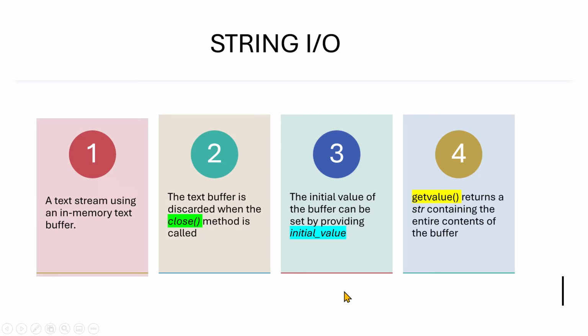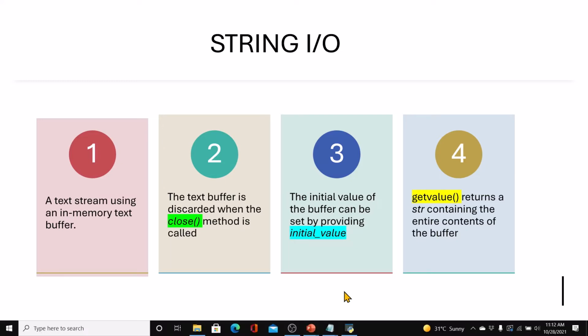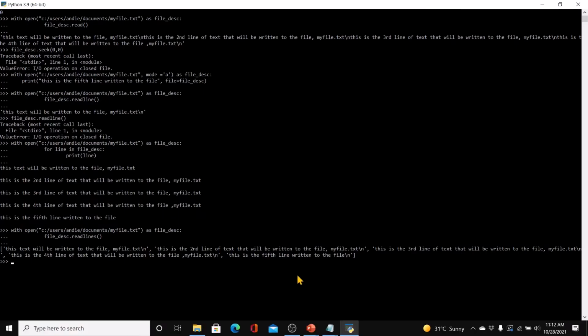So let's try this out. Let's try creating a text stream in memory. If we just try something like this, let's call it tbuff, text buffer equal to IO dot string IO. But Python will tell us that IO is not defined. We need to import the module. Import IO, and then try that command again, and we have tbuff now.